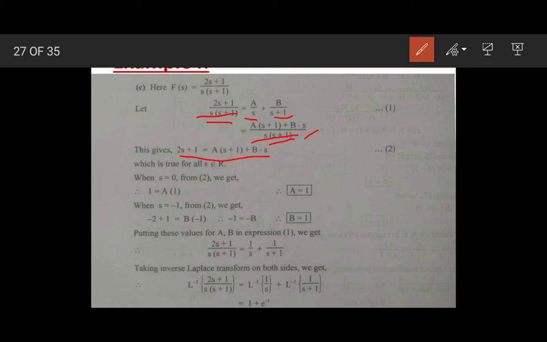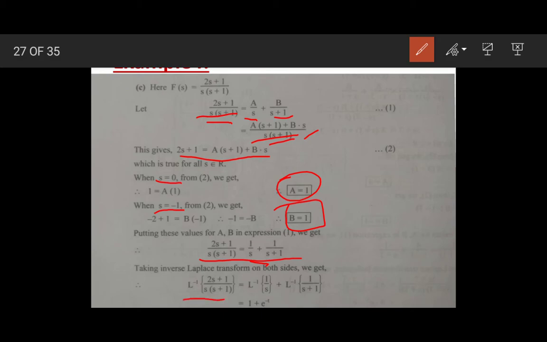Okay. Now first we put s equal to 0. Then we get A as 1. Then we substitute s as minus 1 and we get the value for B as 1. Okay. So finally I am getting partial fraction as 1 upon s plus 1 upon (s plus 1).